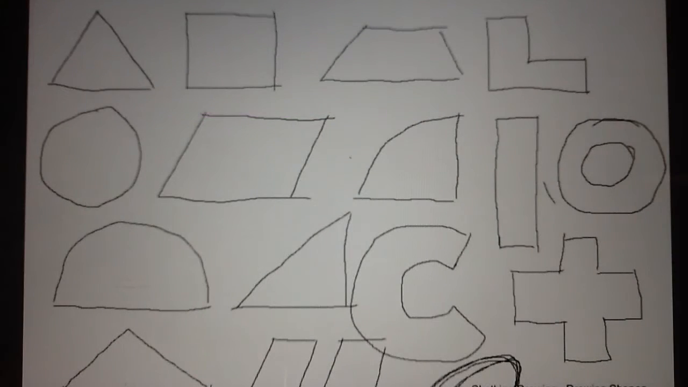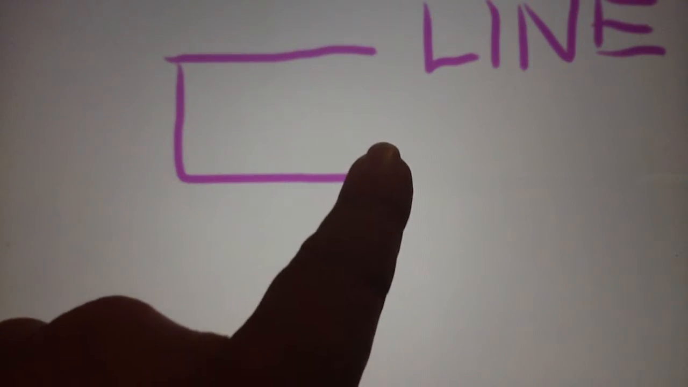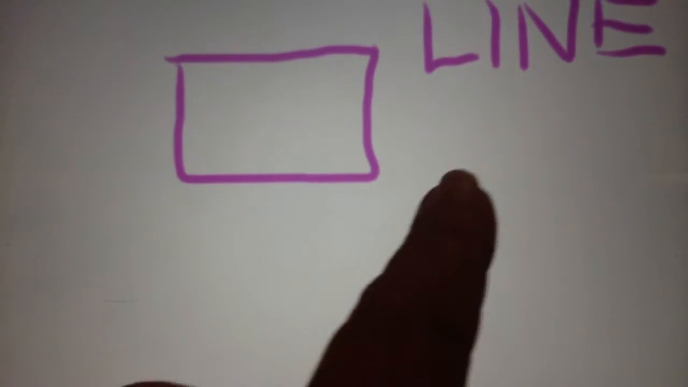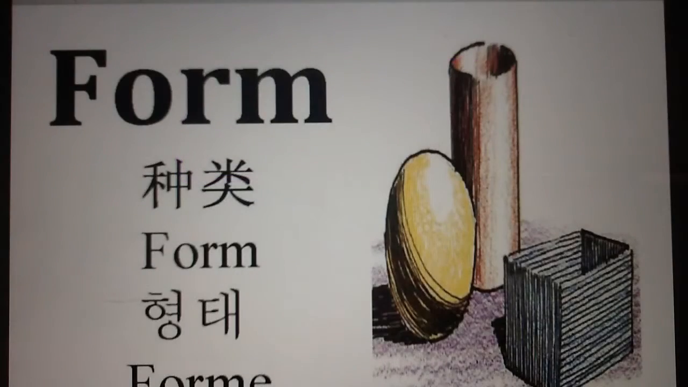The second element is shape. Now, shape is simply an enclosed area on a two-dimensional surface. So back to our drawing, we simply make a shape.